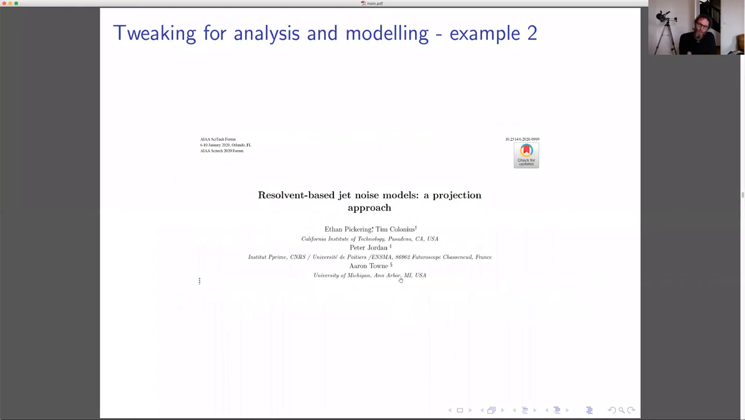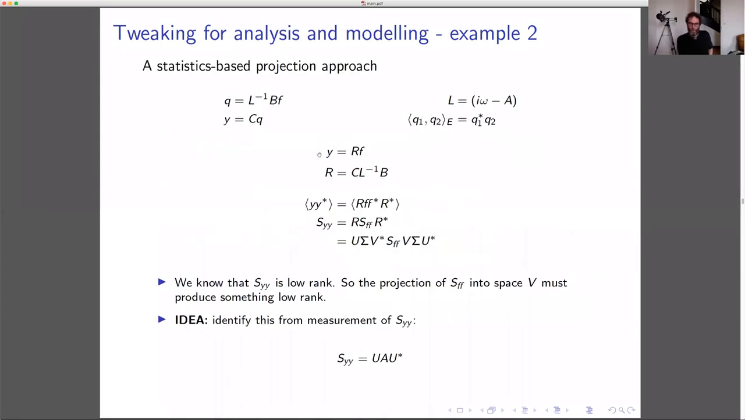This is based on work led by Ethan Pickering, as I said, a PhD student with Tim Colonius at Caltech. Myself and Aaron Towne are involved in this. And so again, this is the same framework. Let's begin with this equation.